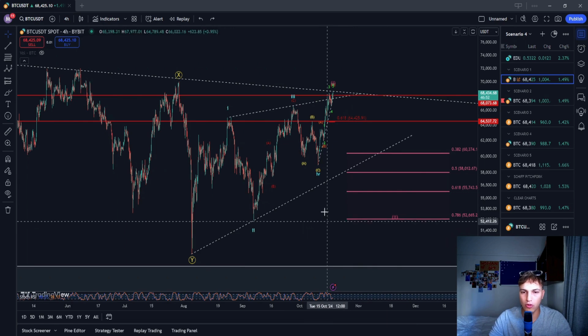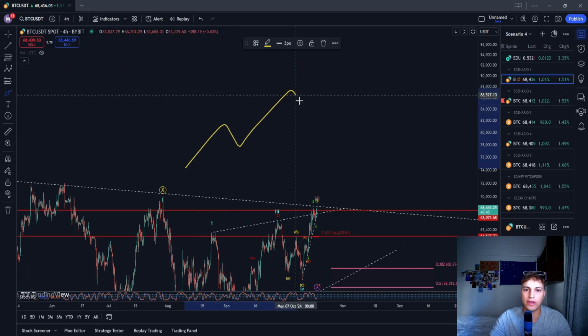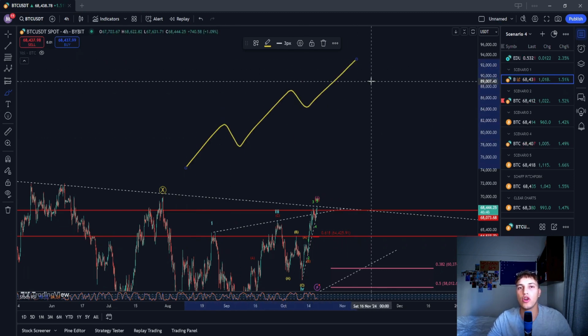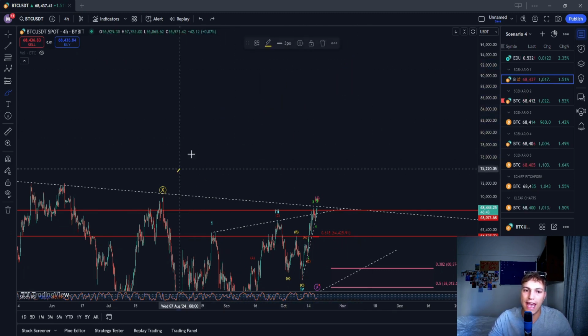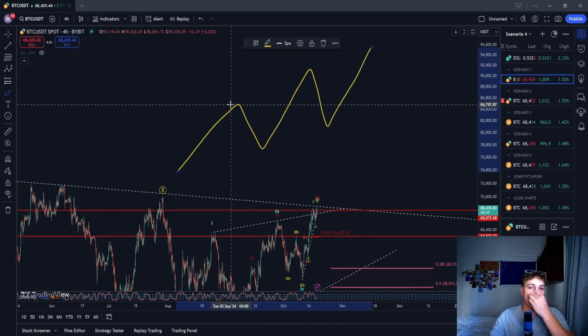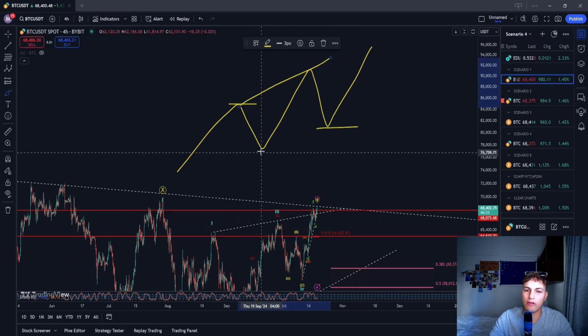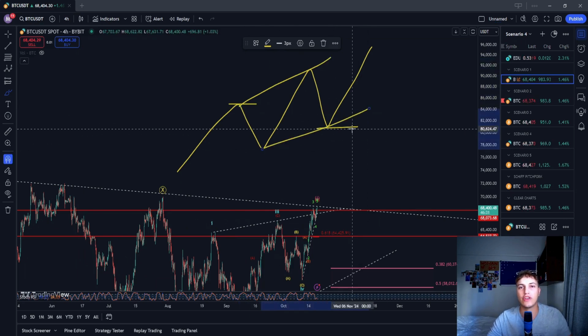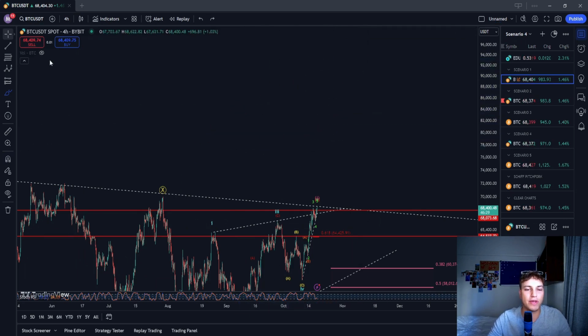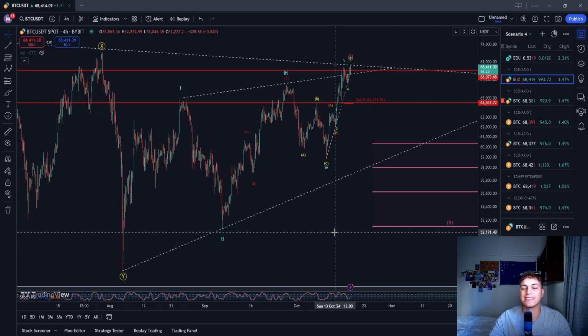Either an impulse, which looks something like this, a 1, 2, 3, 4, 5, or we are looking for a diagonal, a 1, 2, 3, 4, 5. This is where the high of wave 1 overlaps with the low of wave 4, and it uses converging or expanding trend lines. So, if we look at what we have now on the chart at the moment, we are looking at a contracting diagonal right now.